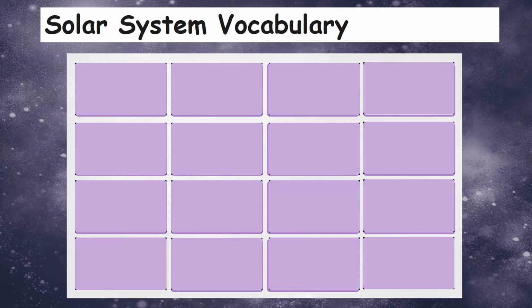Okay, so let's see how many of my words you have on your list and how many words linked to our topic you have remembered from yesterday. Our first word is sun. We know that the planets in our solar system orbit the sun, and we learned that the sun is actually a very, very, very large star.